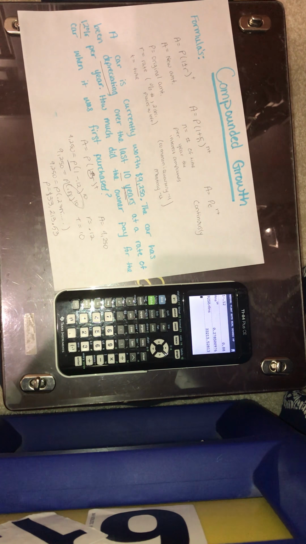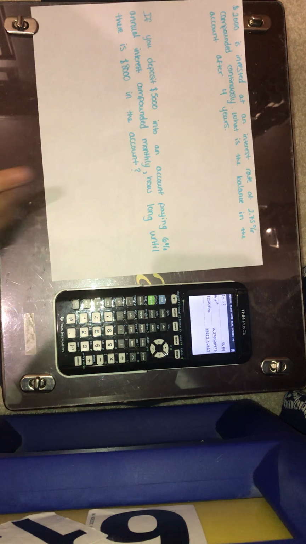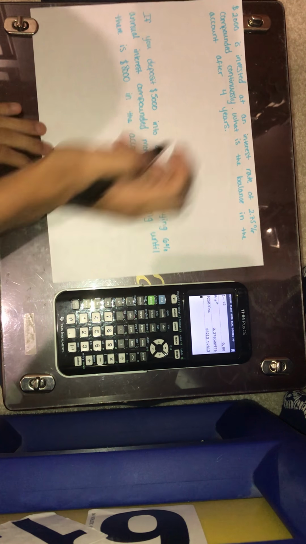Okay. So that was easy enough. That's pretty much going to be like an average question, I would say. Okay, so next one. $2,000 is invested at an interest rate of 2.75% compounded continuously. What is the balance in the account after 4 years?